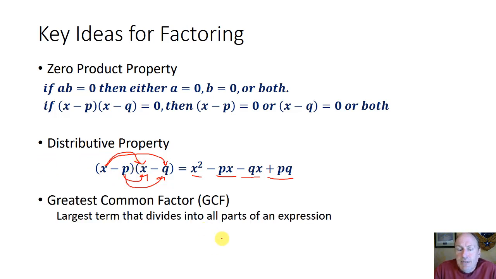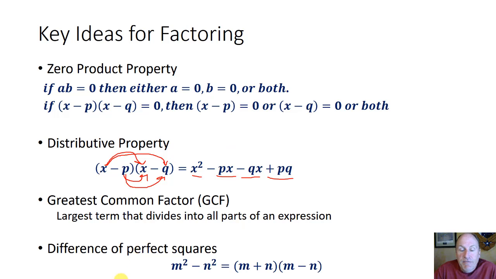Another important concept is the idea of what's called the greatest common factor. And that's being able to pull something out that terms have in common. It is mathematically the largest term that divides into all parts of an expression. Also, a difference of perfect squares sometimes comes into play. You sometimes get quadratics that involve two perfect squares.